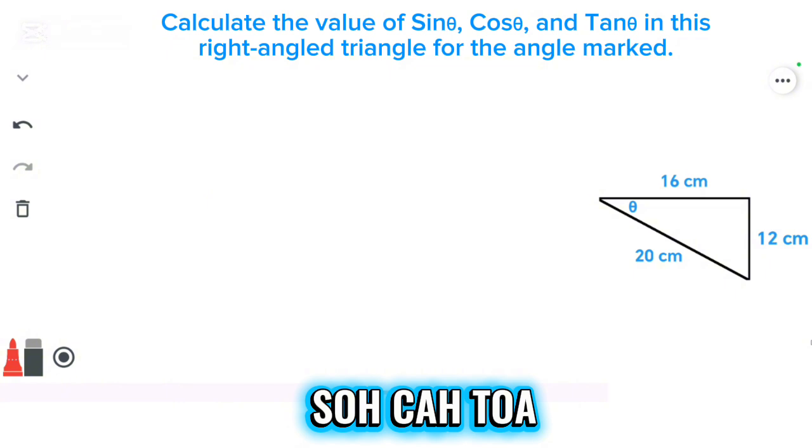Let's start with finding the value of sine. So we have sine theta is equal to the opposite over the hypotenuse.